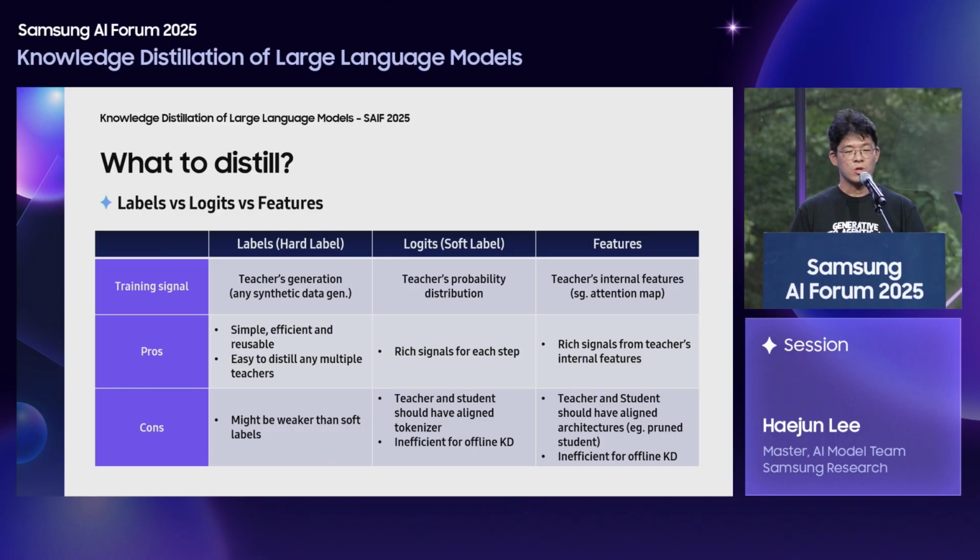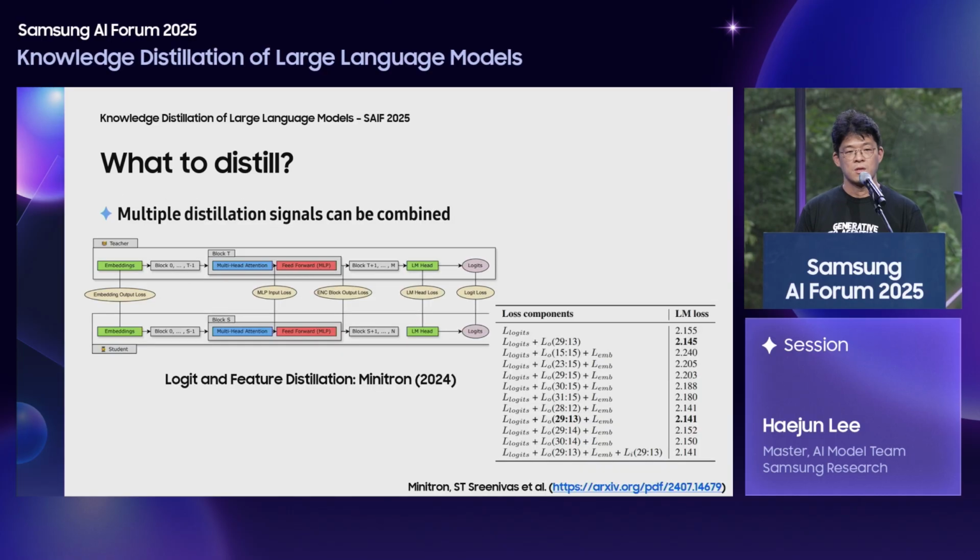So let me compare these 3 areas. There is a trade-off between effectiveness and efficiency. Label is the simplest and most effective and efficient. It can create training data all at the same time. Its implementation is very easy, but for logit and feature-based distillation, the student model and teacher model should have the same architecture. So there is a restraint for these models.